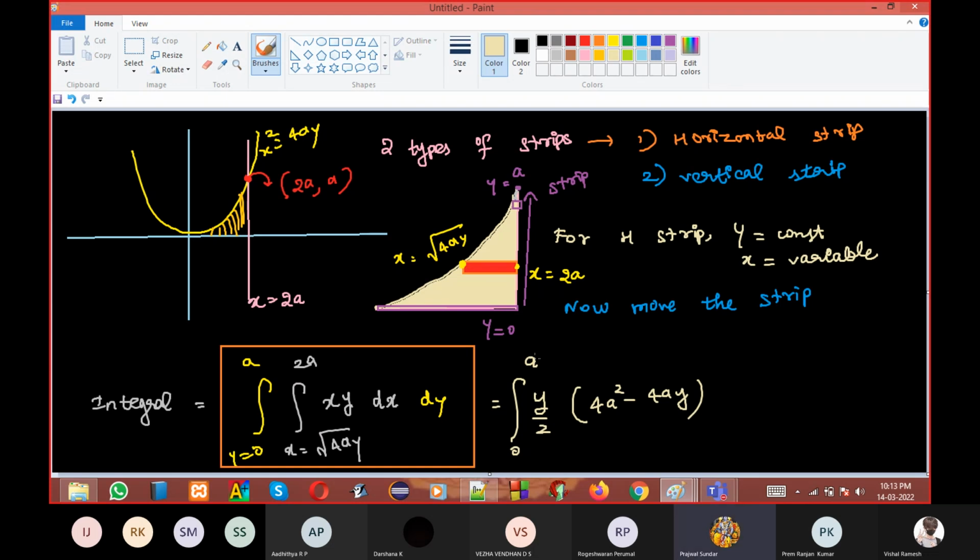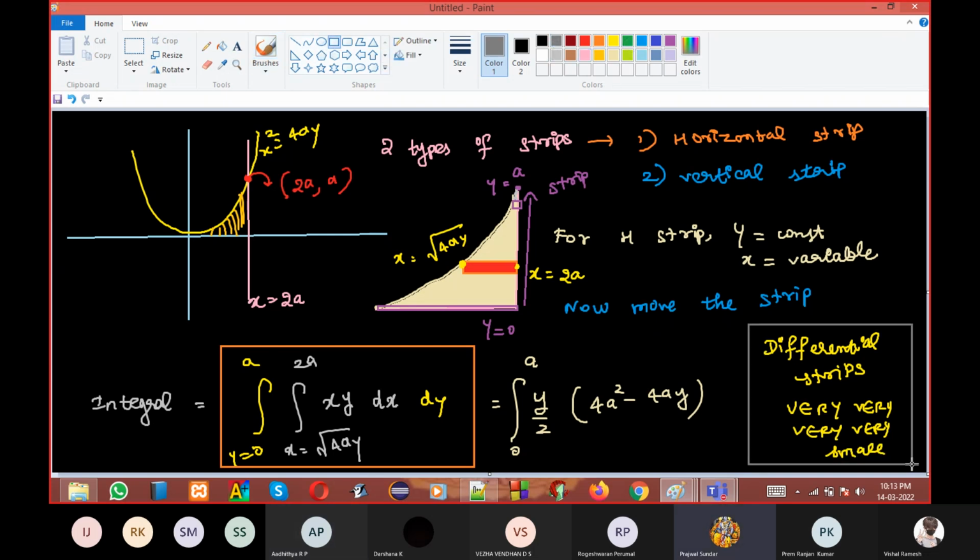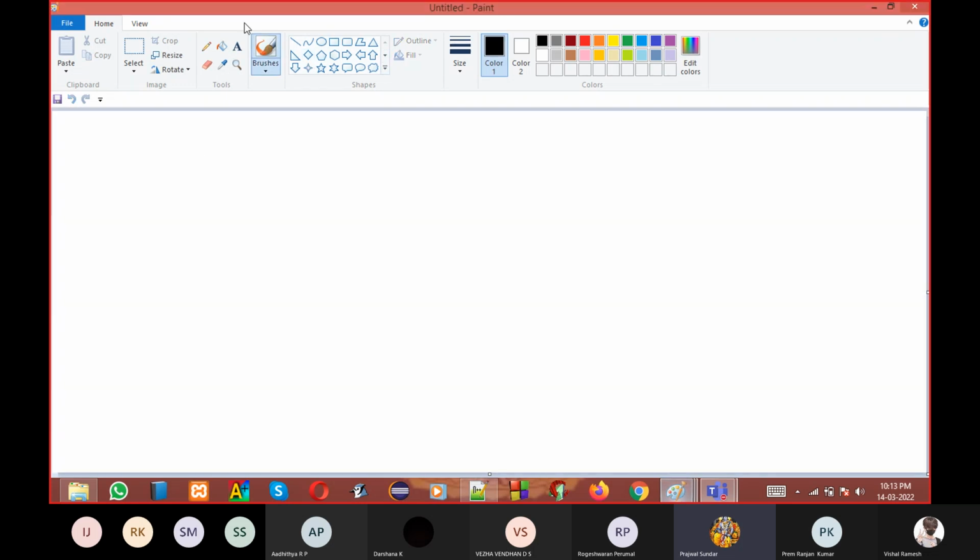One response: yes, it's clear. I have one doubt. We are taking rectangular strips, right? So some part of the area is going to be missed, right? It's a curve there, so some area will be missed. Differential strips means very, very, very small. So don't worry, this is differential calculus. You differentiate into such tiny parts, then you integrate them all. Okay, I hope this doubt is clear.